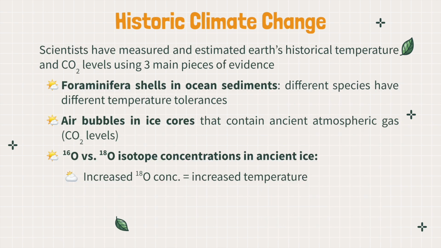Scientists have measured and estimated Earth's historical temperature and CO2 levels using three main pieces of evidence: foraminifera shells in ocean sediments. Different species have different temperature tolerances, so the appearance of these shells in certain time periods can indicate a certain temperature of the ocean water. Air bubbles in ice cores that contain ancient atmospheric gas, which indicates CO2 levels, and oxygen 16 versus oxygen 18. These are isotopes, and these have certain concentrations in ancient ice. Increased oxygen 18 concentration typically is correlated with an increased temperature for that time period.